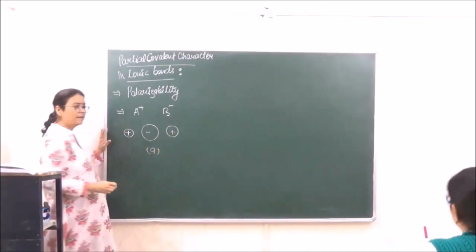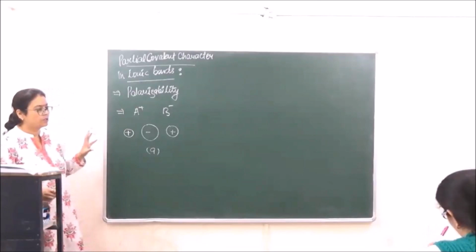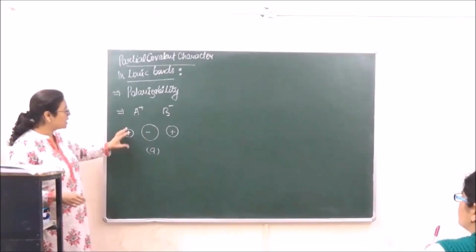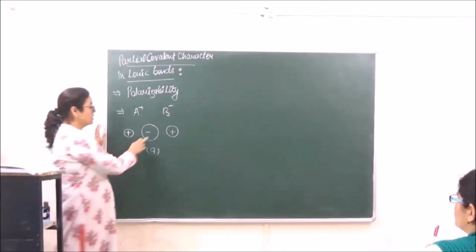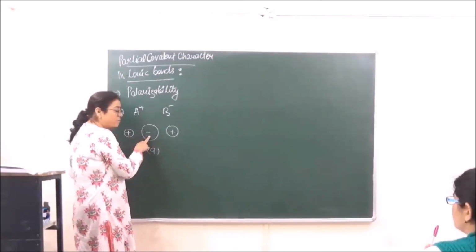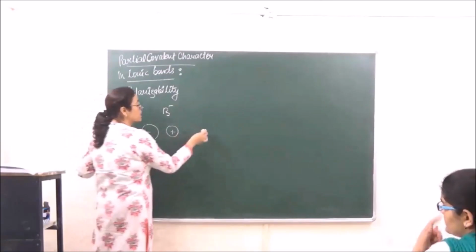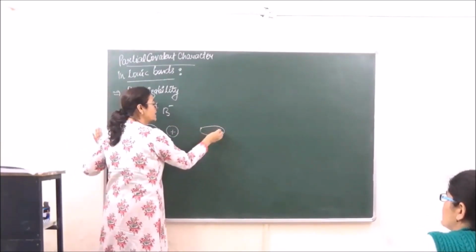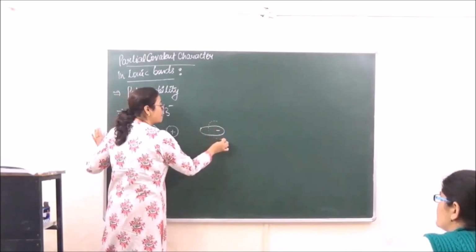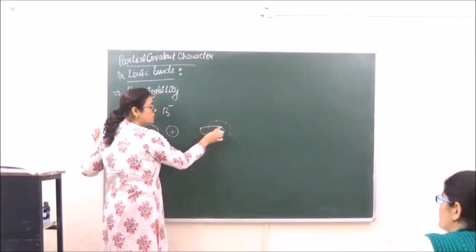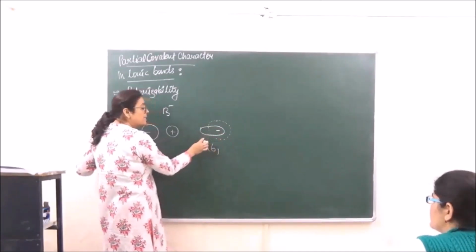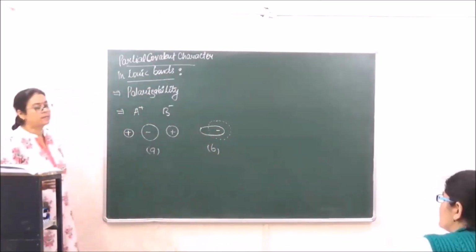Let's say this is A, this is a purely ionic bond. Now in this case, the positive charge attracts the electron cloud of the negative charge, as a result of which the electron cloud of the negative charge becomes distorted. So you can see over here that the electron cloud is becoming distorted. This is known as polarizability.